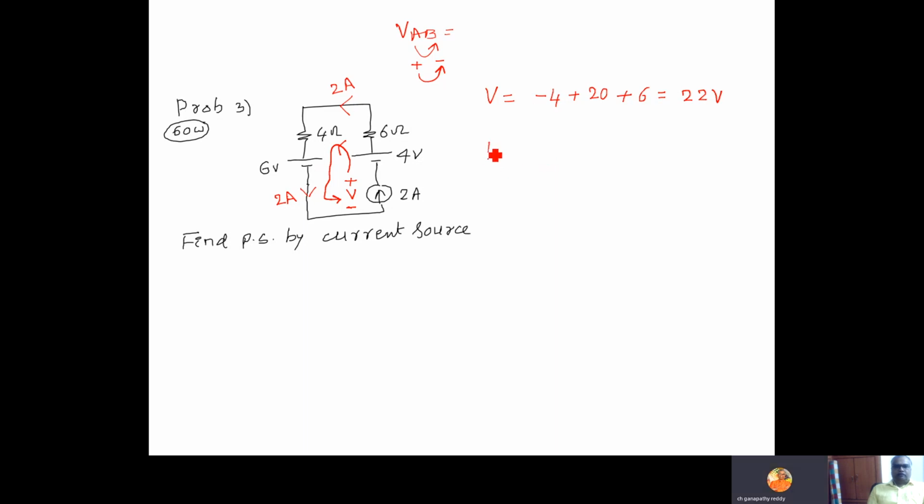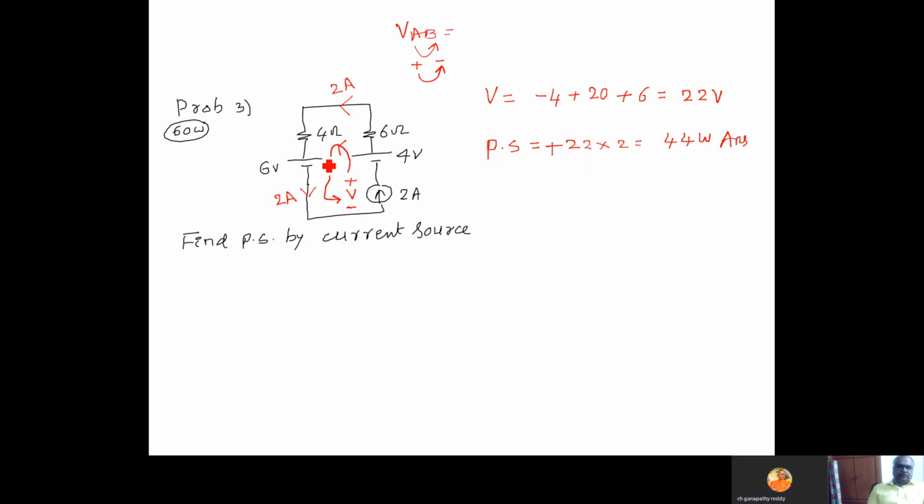Then we want the power supplied. So V is 22 into 2, you will get 44. But is this plus or minus? Your current is flowing from negative to positive, so supplied is positive. So plus 44 is the answer. This is the best method, we are doing it fast. There is another method also, alternatively, a slow method.